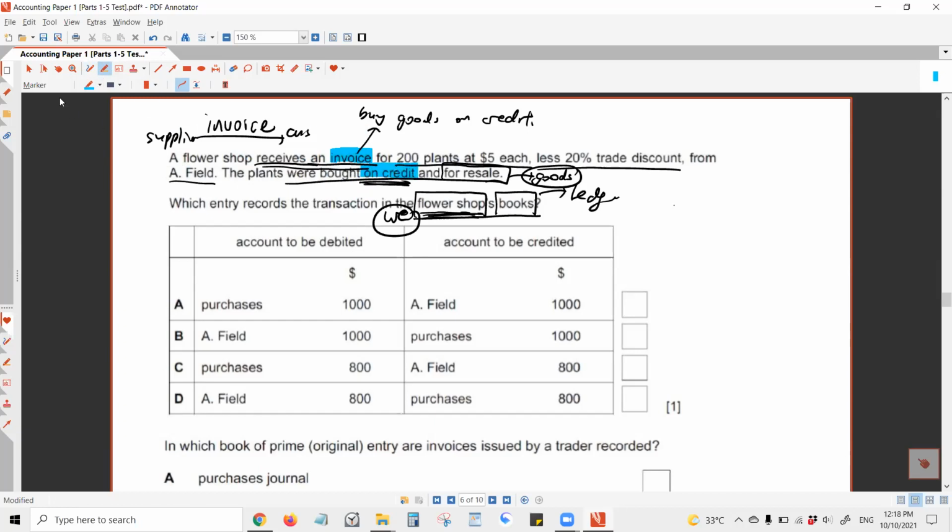Okay, now, how should you record? We are buying goods on credit. We have to debit purchases, credit A Field. Now, rule out B and D. B and D are not the answers. Either A or C. Now, can you apply the trade discount right now?